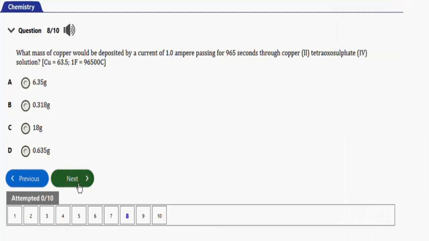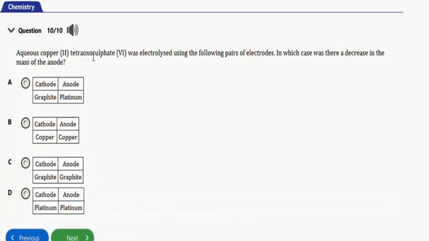The next question will be this one. It says aqueous copper(II) tetraoxosulfate(VI) was electrolyzed using the following pairs of electrodes. In which case was there a decrease in the mass of the anode? So where you will see a decrease in mass of the anode will be where the cathode and anode are graphite, platinum, copper, graphite, platinum. So the right option will be cathode and anode copper.